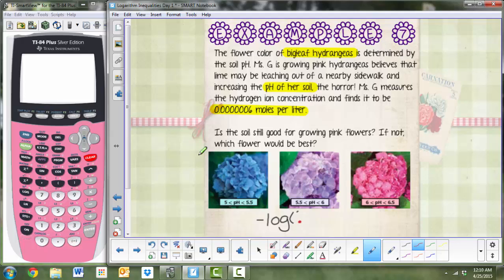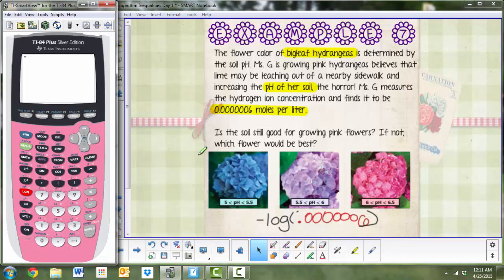blue, purple, and pink. So 0.000, oh my goodness, 1, 2, 3, 4, 5, 6 zeros. My goodness. The horror. 6 whole zeros in your calculator. But yes, go ahead and plug them in. Just be super careful. So negative log point. Oh my goodness. 1, 2, 3, 4, 5, 6. Plug it in.